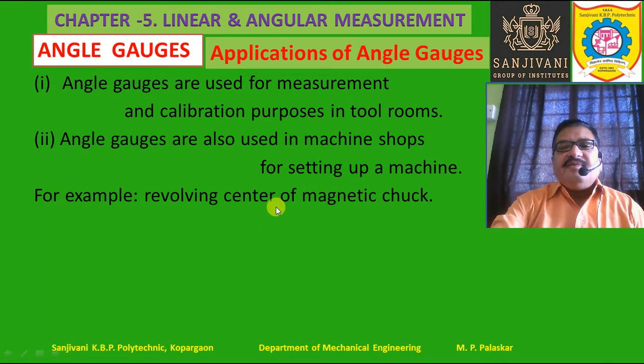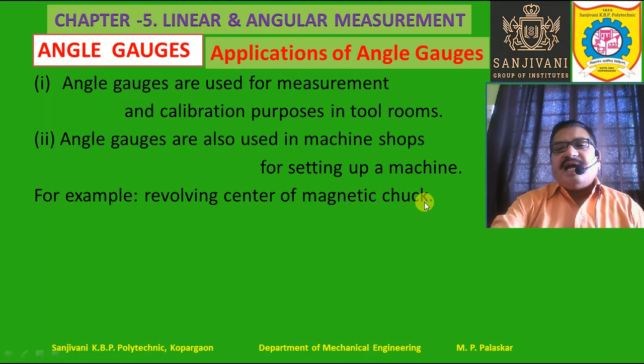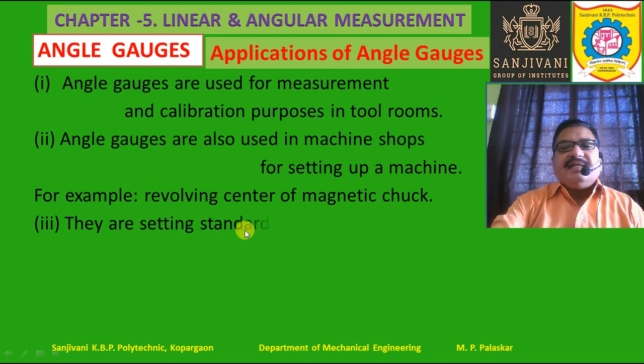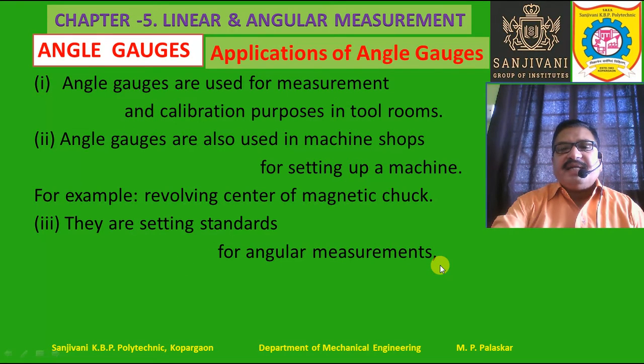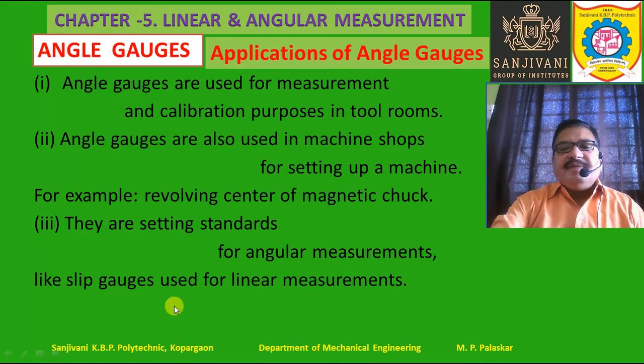For example, for checking the revolving center of a magnetic chuck, when the magnetic chuck is revolving, at that time we can set the chuck properly with the help of the angle gauges. So they are the setting standards for angular measurements. Angle gauges are nothing but the setting standards for angular measurement, like slip gauges. Just like the slip gauges are used for linear measurements, in the same way the angle gauges are used for angular measurements.